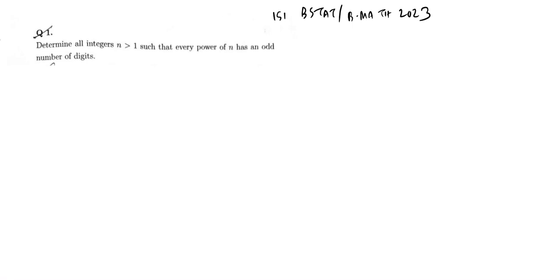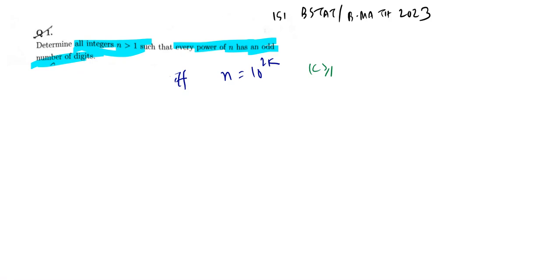तो determine all integers, सारे इंटीजर को निकालना है, that every power of n has an odd number of digits. पावर में क्या है? ऑड नंबर ऑफ डिजिट्स रहे। ठीक है, सो इसको प्रूफ करने के लिए क्या करना पड़ेगा? ये तभी पॉसिबल है if and only if n equal to 10 to the power 2k for all k greater than equal to 1.